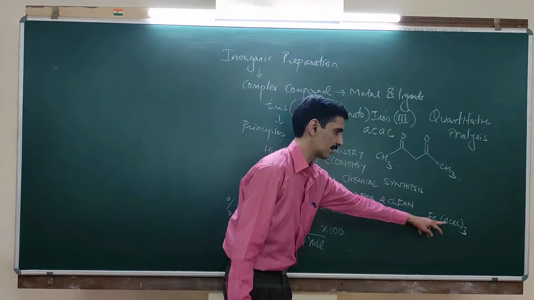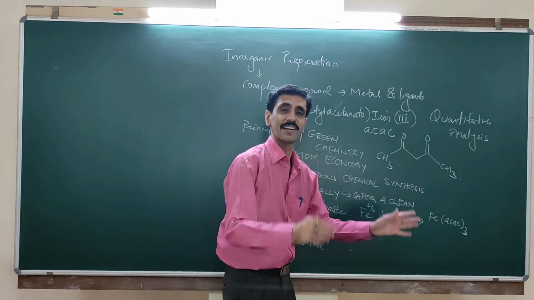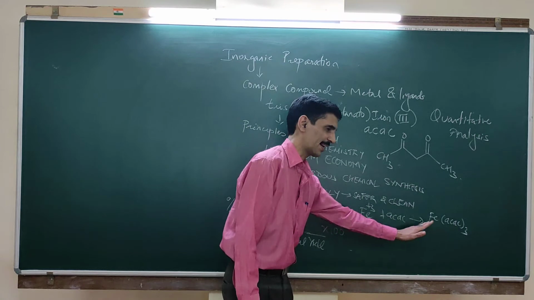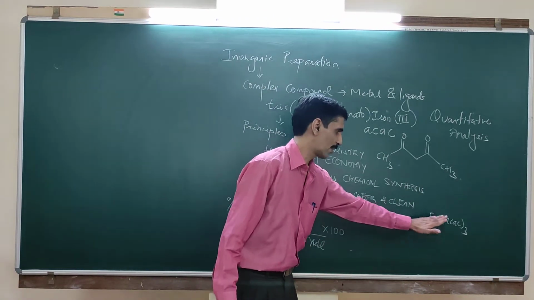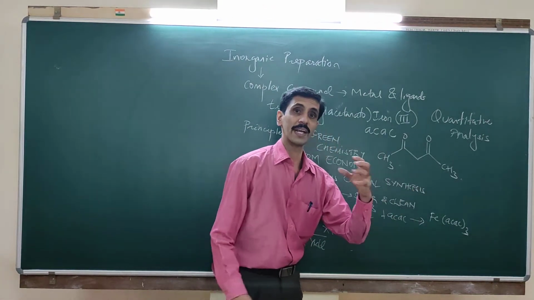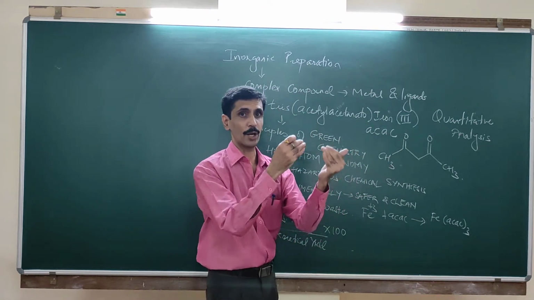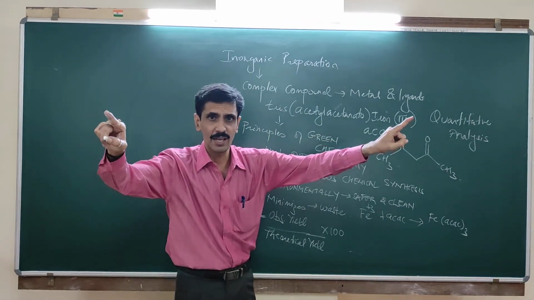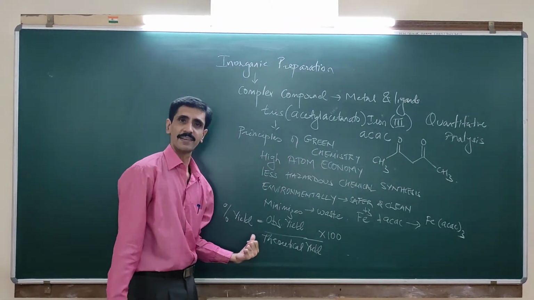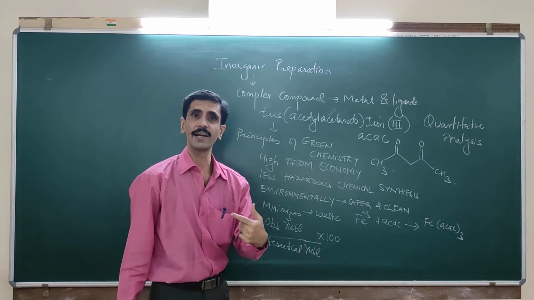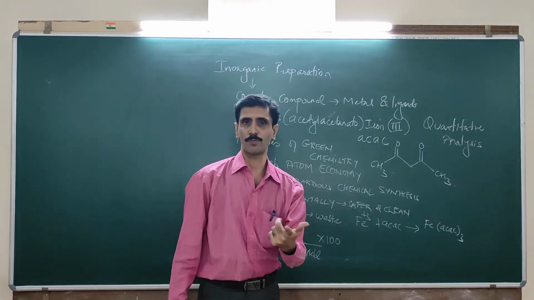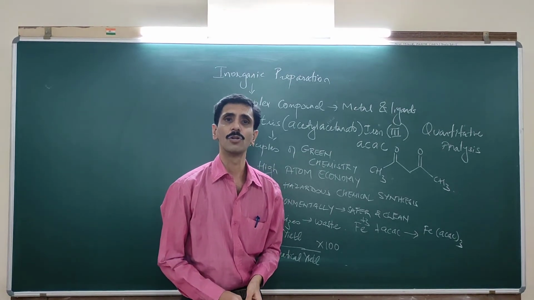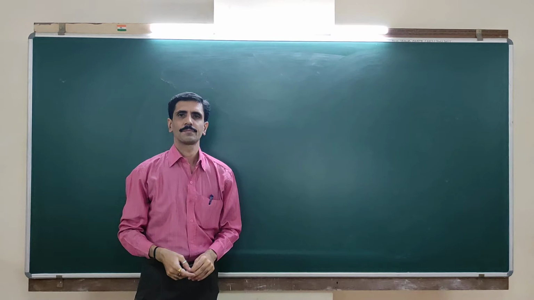Alright? Because as I said, the complex is what? Tris. Okay, so Tris-acetylacetonato it is. Alright? So this is a word reaction. Once you get this particular complex, you are going to take the weight of it. You already get the theoretical weight on the basis of the formula, on the basis of the chemical reaction, and then accordingly you can find out the percentage yield, which is the final result of this particular experiment. So I hope up to this part is absolutely clear to all of you.